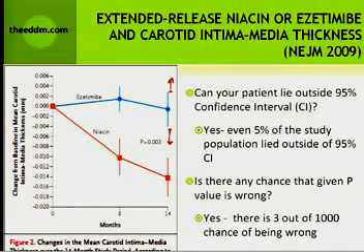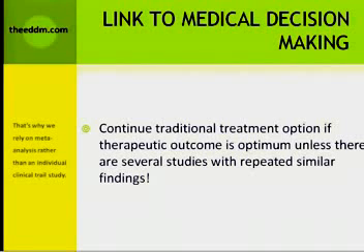So now I come to another diagnostic decision rule from the above discussion: continue the traditional treatment option if the therapeutic outcome is optimum, if you are satisfied with the treatment, unless there are several repeated studies with similar findings. Do not change your practice before seeing that. Why do you look at meta-analysis? Why don't you just rely on one single clinical trial? In one single clinical trial, the most important p-value can be wrong. That's why they rely on meta-analysis: multiple clinical trials with similar findings.